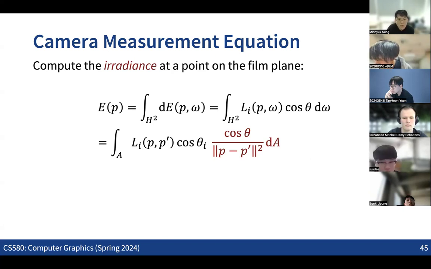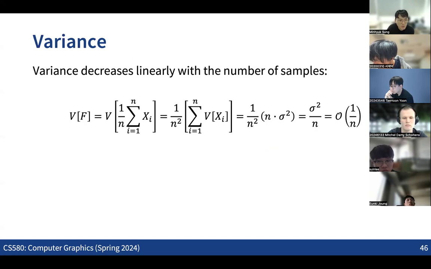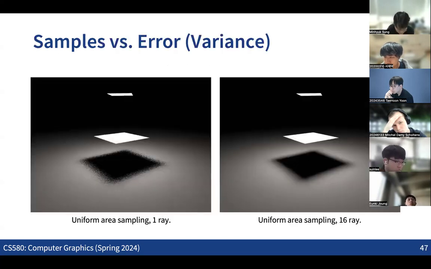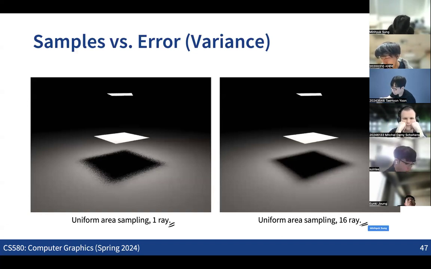And as we also discussed in the last lecture, as we have more samples of the Monte Carlo estimates, the variance will decrease linearly with the number of samples. These are some examples, when you have only one single ray for each pixel, and when you have 16 rays for each pixel. For those two cases, we can see that we are getting a much smoother rendered image, which is getting closer to the ground truth output.